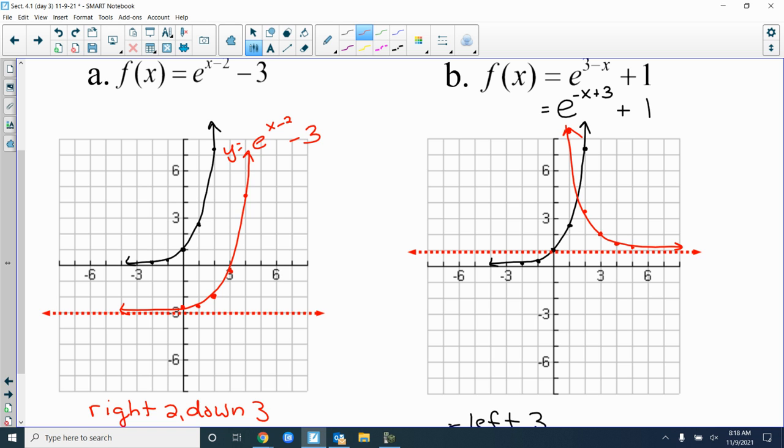So graph your original function and then use your transformations. You're going to have to do these without your calculator. Okay, without a graphing calculator. So you've got to know the base function, be able to graph that. All right, last one.